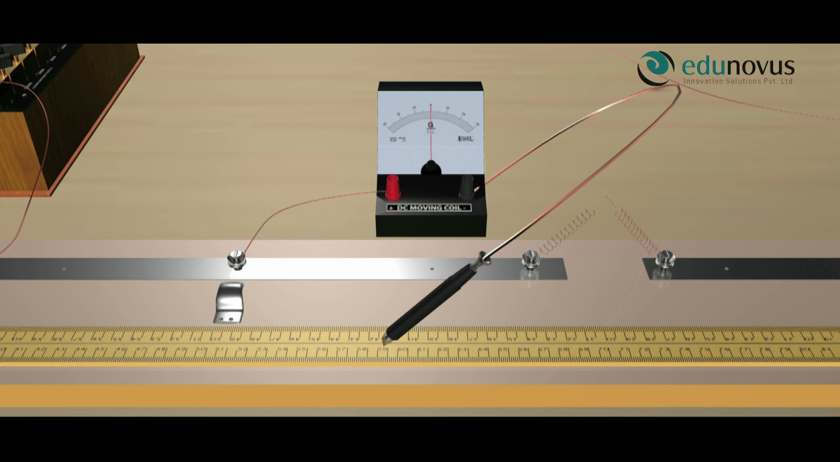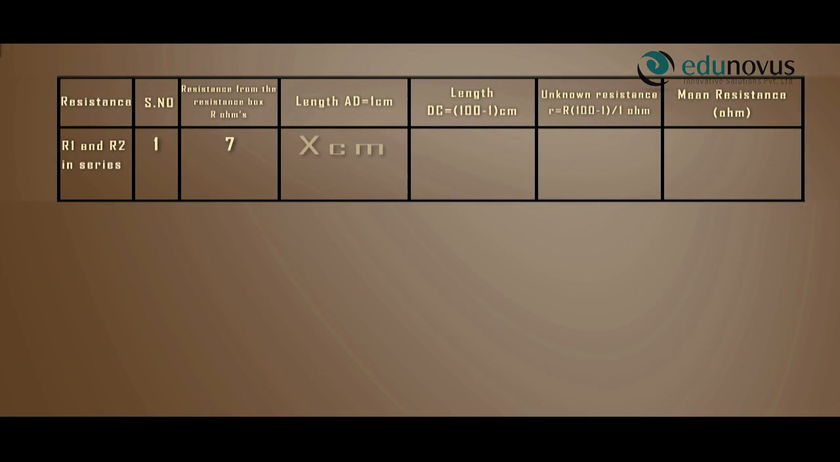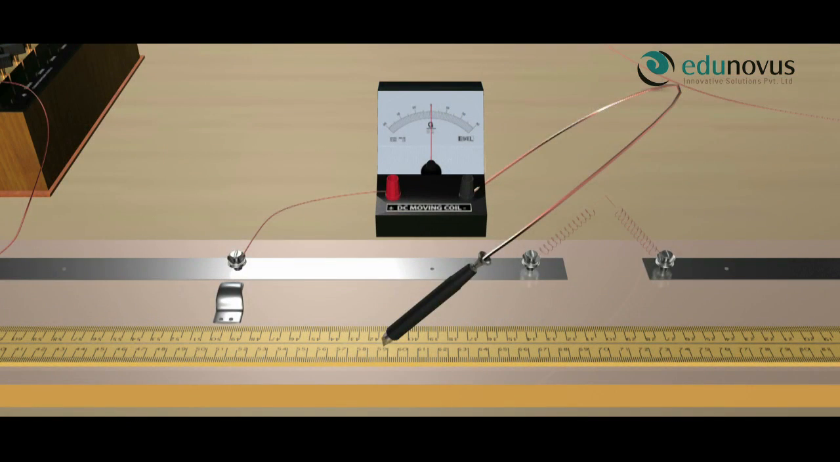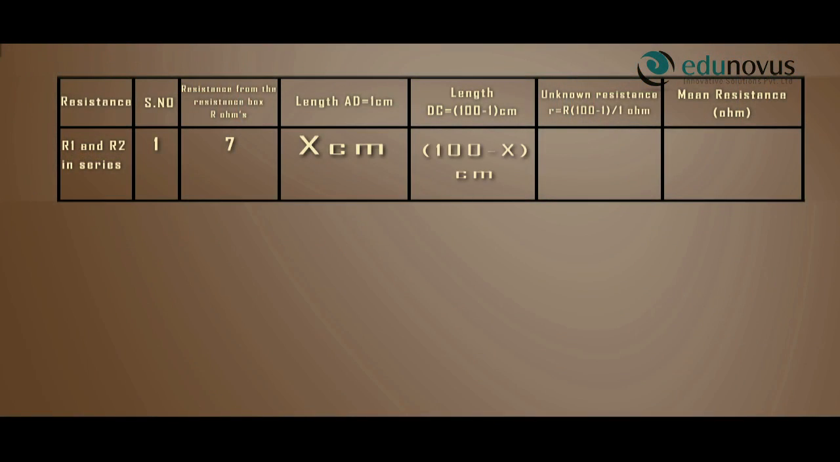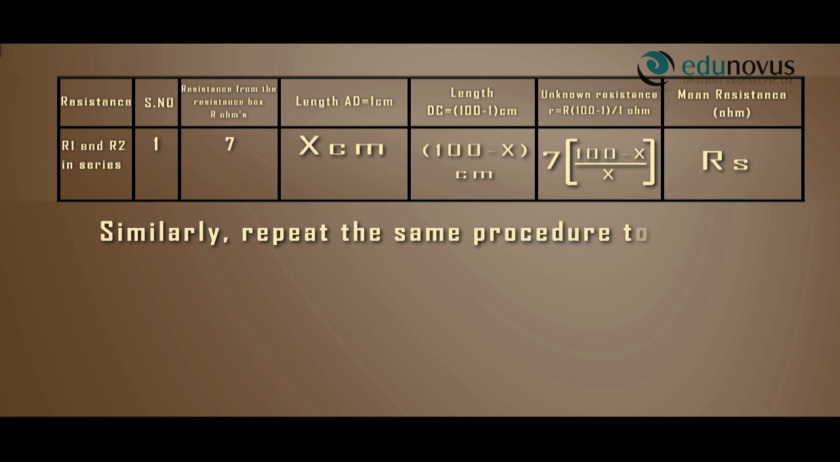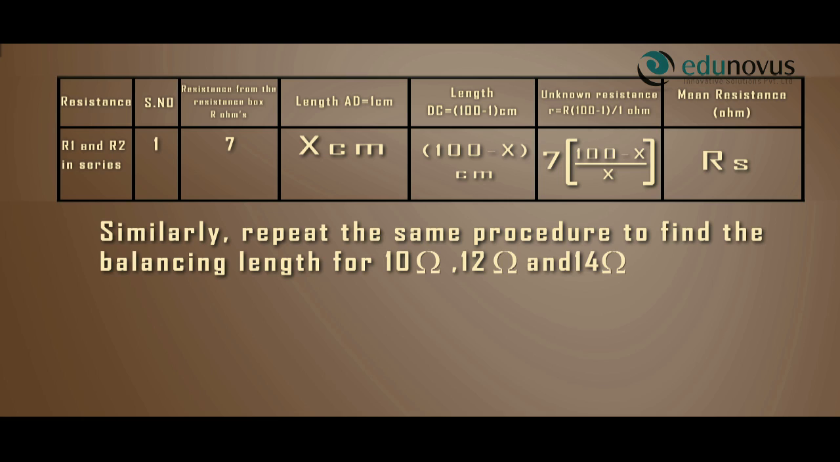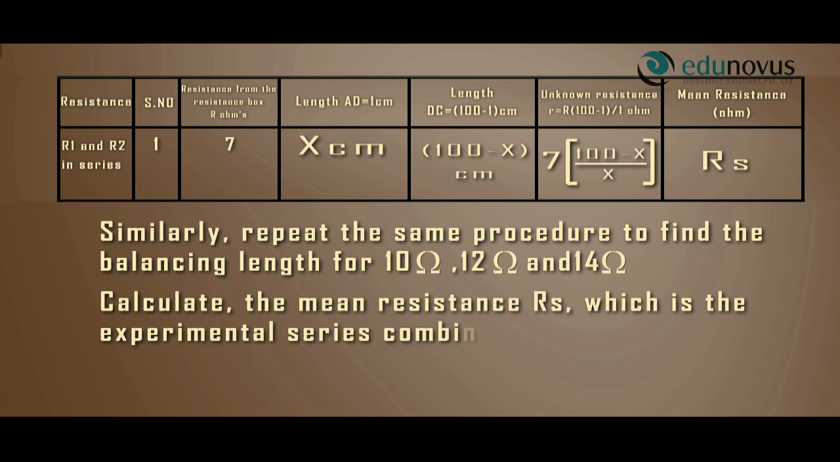Let's say the balancing length is x centimeters. Note this value under length AD, L centimeter. Calculate length DC and unknown resistance R. Similarly, repeat the same procedure to find the balancing length for 10 ohm, 12 ohm and 14 ohms respectively. Calculate the mean resistance Rs, which is the experimental series combination of resistances.